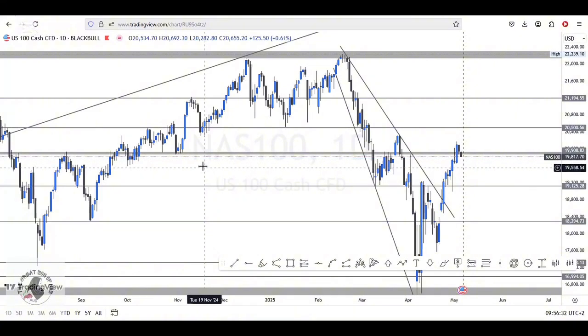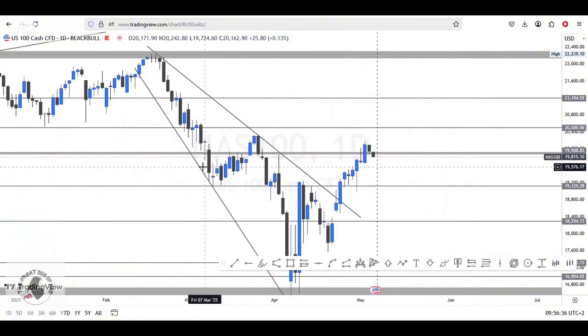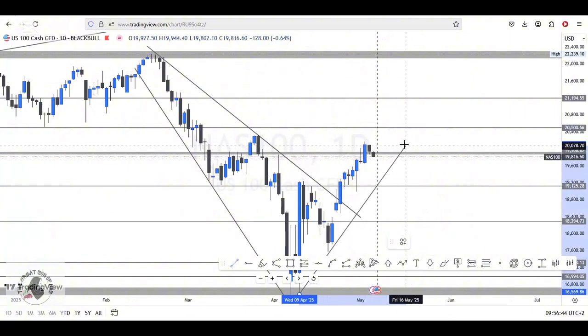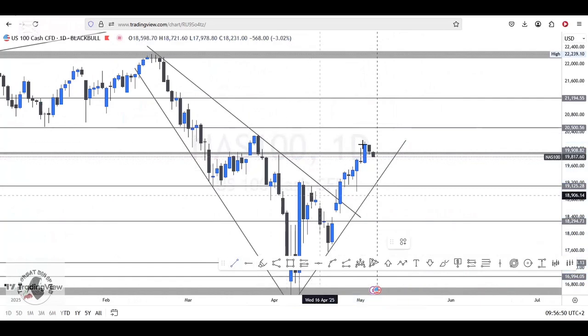You understand? So what is happening currently is that now we need to focus on this trend here. See this trend here? What is happening on this trend is that the market has been pushing up, respecting these trend lines.